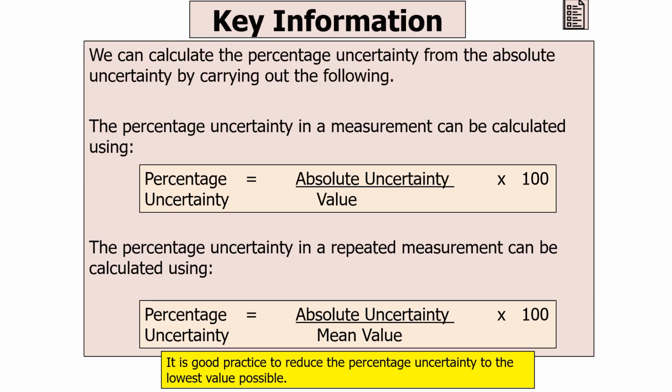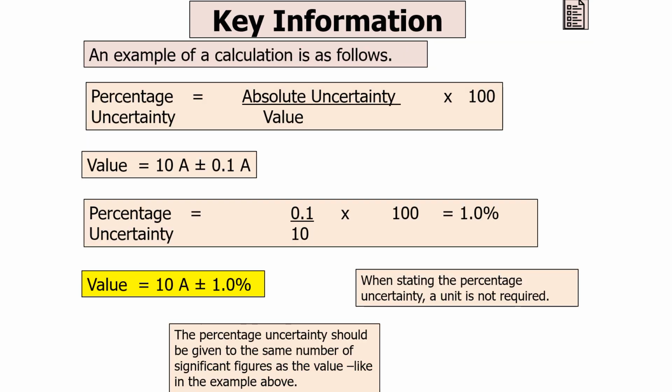It's good practice to reduce the percentage uncertainty to the lowest value possible. This is done by using the largest measurement values in your investigation, or by using a measuring device with the smallest resolution available. As you can see here in this example, the percentage uncertainty would be the absolute uncertainty, which is 0.1, divided by the value, which is 10, times 100, which is therefore going to be equal to 1%. So we can say it's plus or minus 1%. When you state your percentage uncertainty, a unit is not required, but the percentage uncertainty should be given to the same number of significant figures as the value, like in the example above.